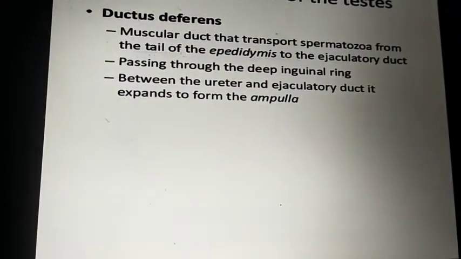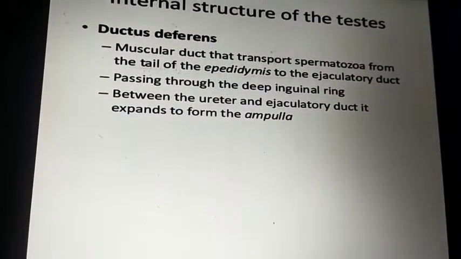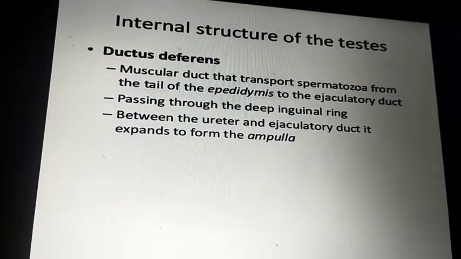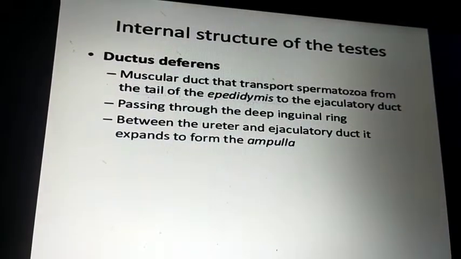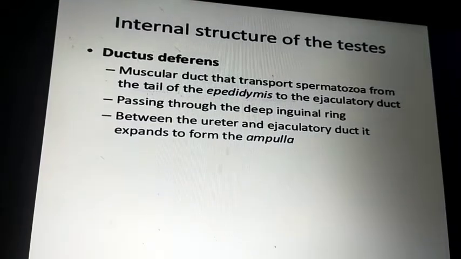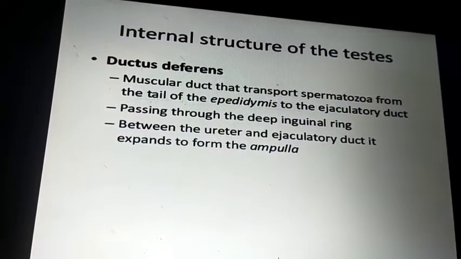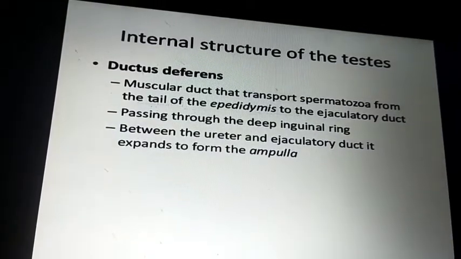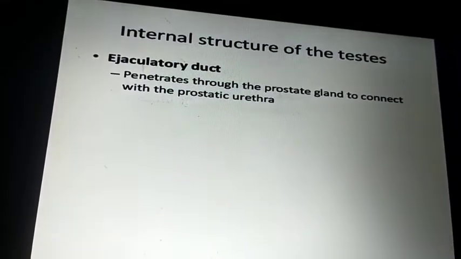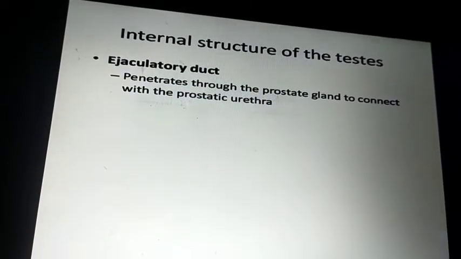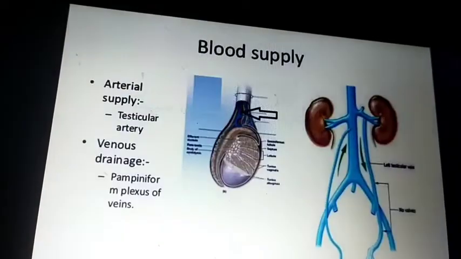Then the vas deferens, or ductus deferens, is a muscular duct that transports the spermatozoa from the tail of the epididymis to the ejaculatory duct. Passing through the deep inguinal ring between the ureter and the ejaculatory duct, it expands into the ampulla. Then the ejaculatory duct penetrates through the prostate gland to connect to the prostatic urethra.